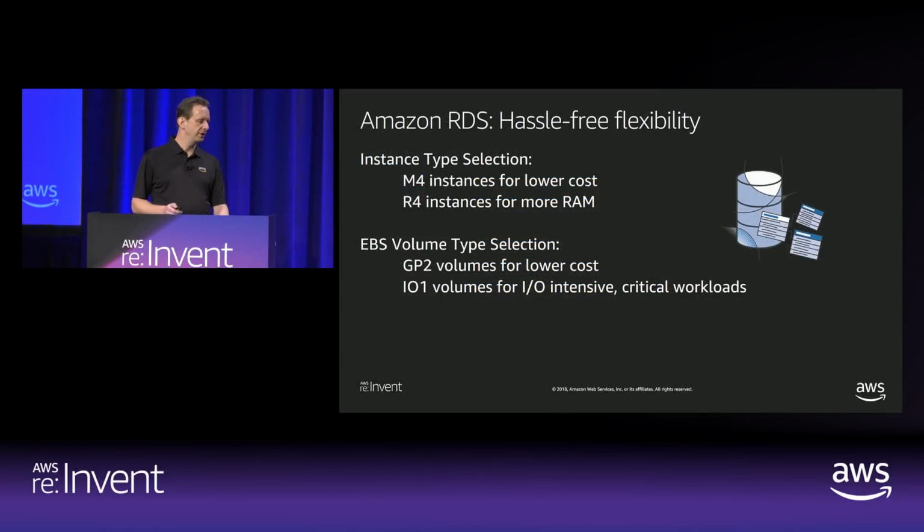If you choose RDS, you have a couple of instance types to choose from. You can choose an M instance if you want to get the lower cost option, or the R instance, which is going to have roughly double the RAM ratio of the M instances. When I say RAM ratio, I'm talking about the RAM to vCPU ratio. And then for storage, again, you have two options. Both are on EBS, which is our Elastic Block Store. You have either GP2, which is sort of considered like the default option that most people will choose, or IO1, which is for your IO-intensive critical workloads.